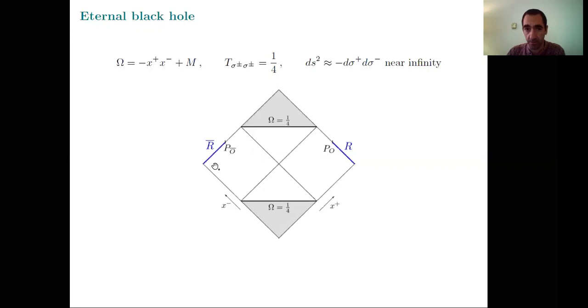Ignore these R's for the moment. And the singularity is omega equals 1/4. They are up here and down here. So this looks a lot like the eternal black hole we're used to. Here's the white hole with its past singularity. Here's the black hole with its future singularity. And this is the solution. Very simple.